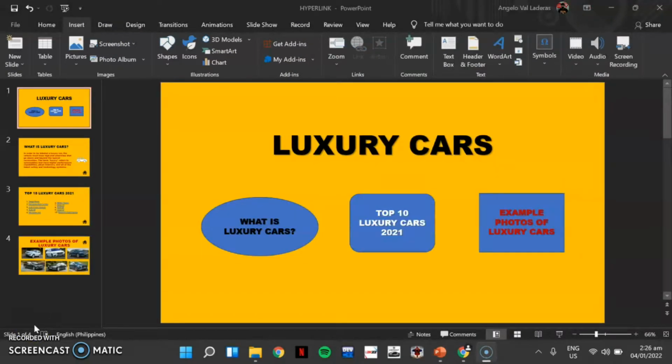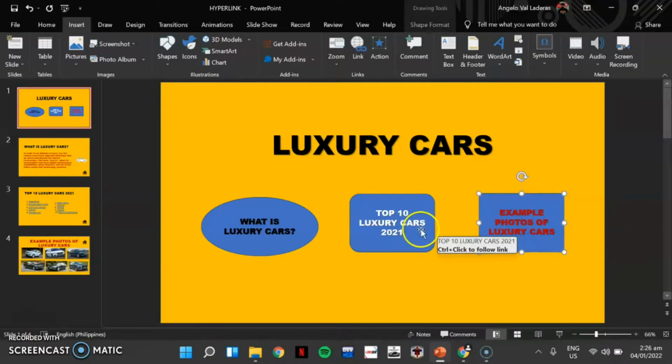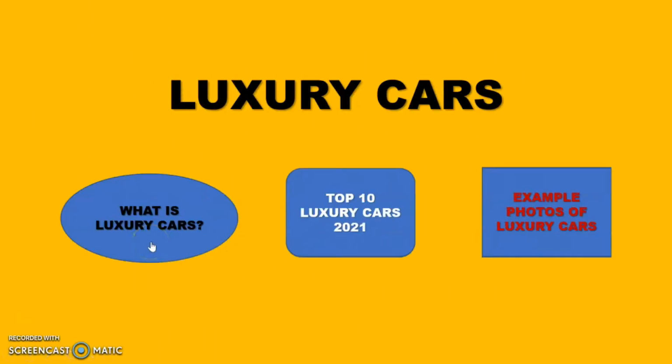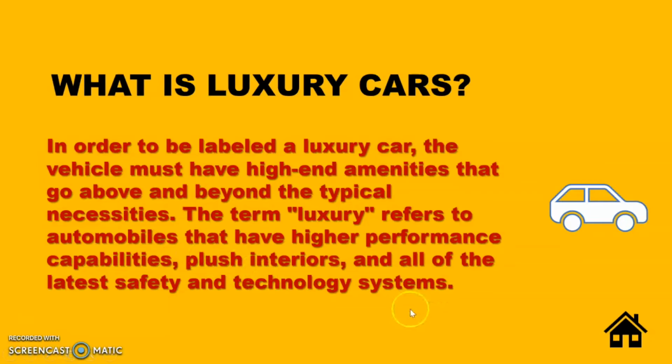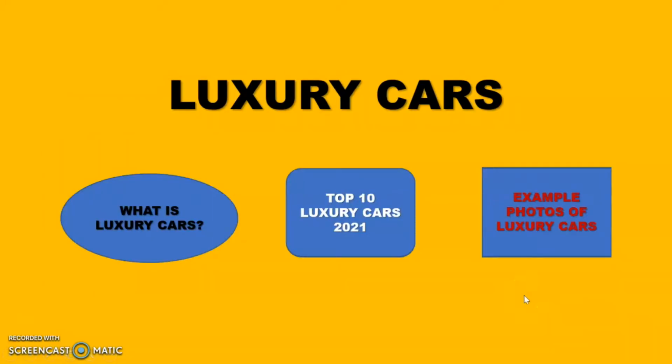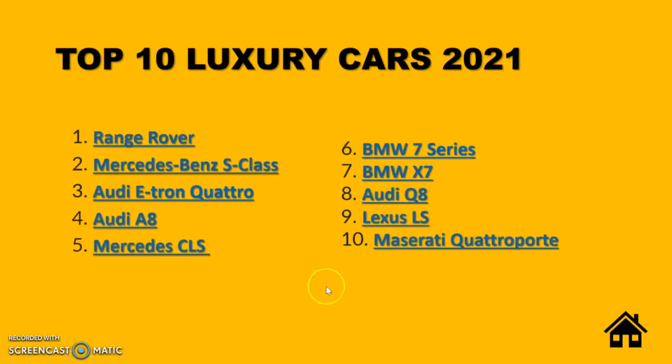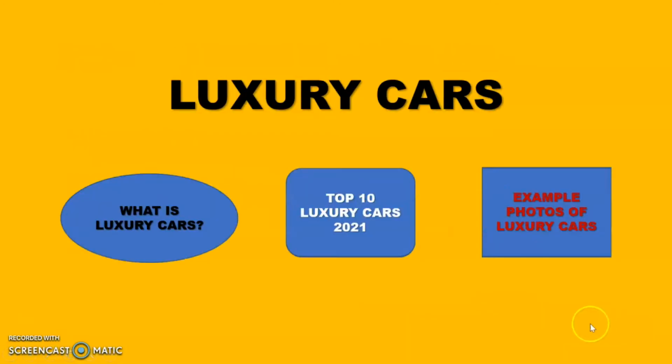Okay, I'm done linking the other 2 shapes to their slides. I'm going to show you the hyperlink. When I click this shape, it will automatically go to this slide. I also have here a home button. I put an icon of a house, and when you click this, it will go directly to our homepage. When I click this top 10, it will go to the list, and when I click the house, back to the homepage.